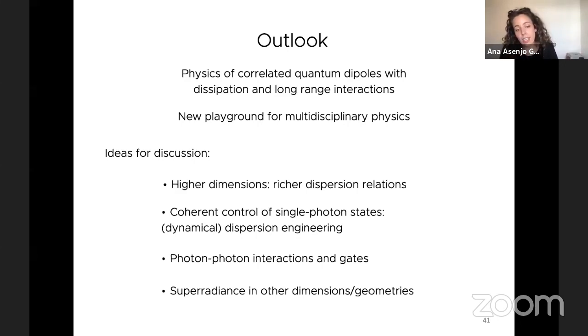I think an interesting thing that we could discuss is what's the physics of photon-photon interactions and what is the potential of this for gates. And one thing that I'm also interested in is this process of many-body decay and superradiance, how can we go to higher dimensions and other geometries like rings and spheres that have been controversial historically. And so I think with this, I'm done, and thank you so much.